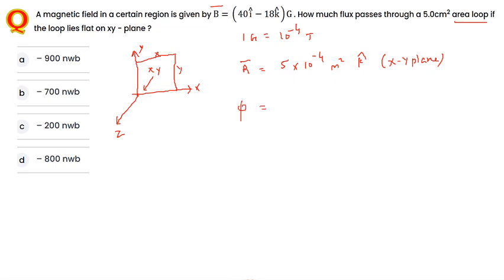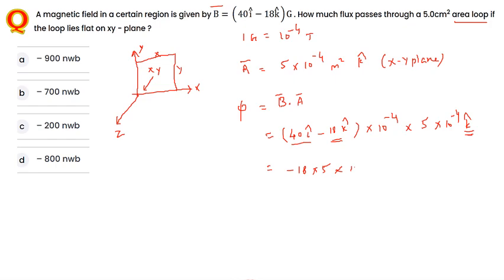Flux in this case, phi is equal to B dot A, the B vector dot the A vector. So the B value here is 40 i minus 18 k, which is in Gauss. You are going to convert this into Tesla, so 1 Gauss is 10 power minus 4 Tesla, into the area 5 into 10 power minus 4, along the k vector. i dot k here is 0, and k dot k here is 1. So from here what I'm getting is 18 into 5.